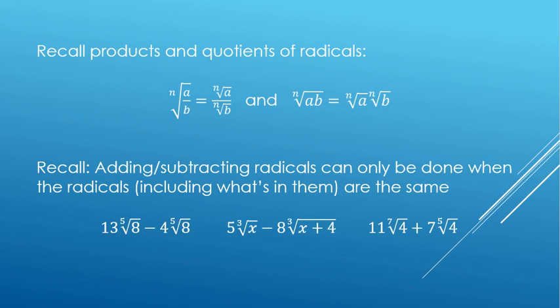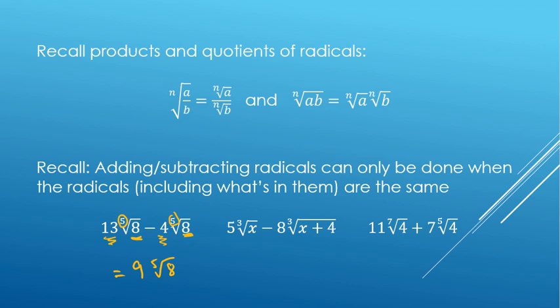I have 13 times the fifth root of 8 minus 4 times the fifth root of 8. So not only does what's inside of these have to be the same, the roots themselves also have to be the same. Since these are both 5s here, and what's inside of both of them is just the number 8, then we can subtract these two in this case. And when you're subtracting them, you're just subtracting the coefficients. So it's just 13 minus 4, or 9 times the fifth root of 8.